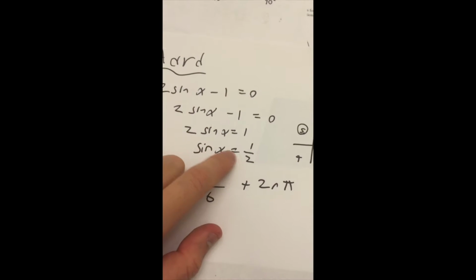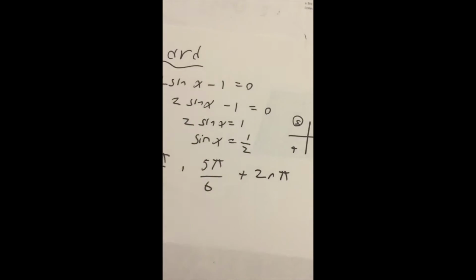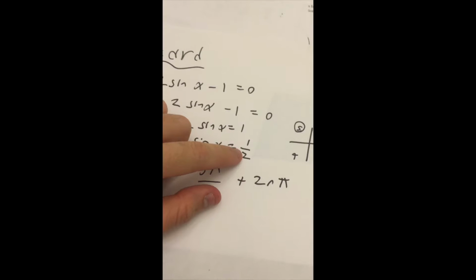Okay, so now that we know this, we're going to go back to here. We can recognize that sin x equals 1 over 2. This is a really common point that we've seen in the unit circle before. So let's take a look at the unit circle and I'll show you.